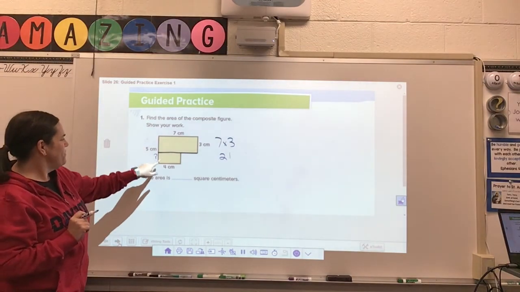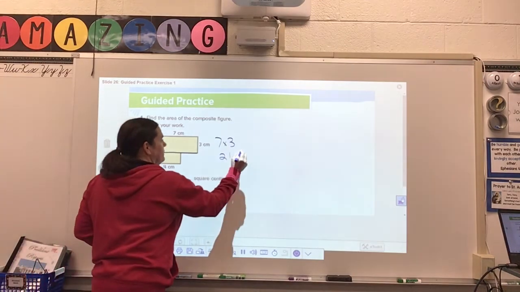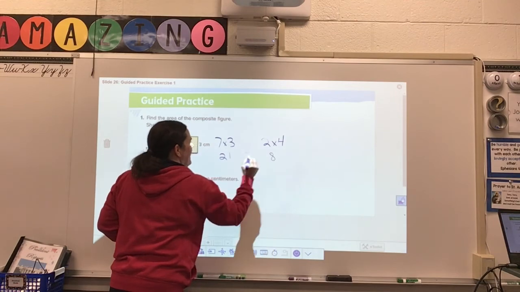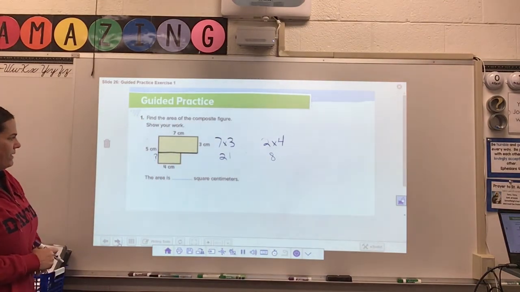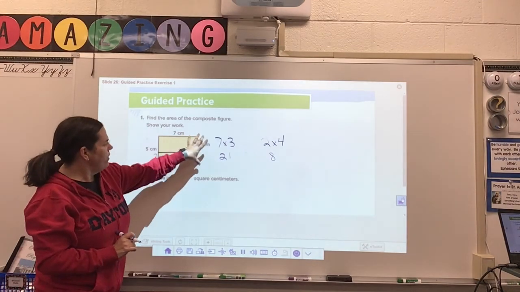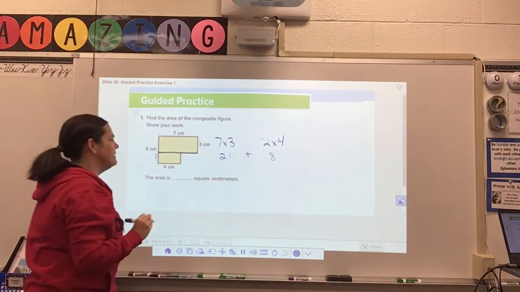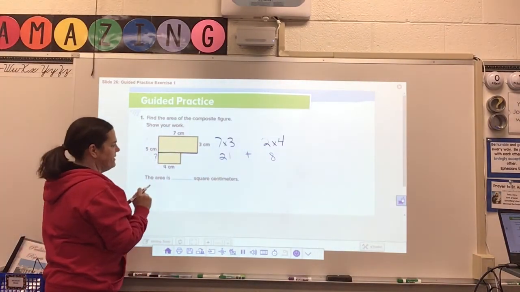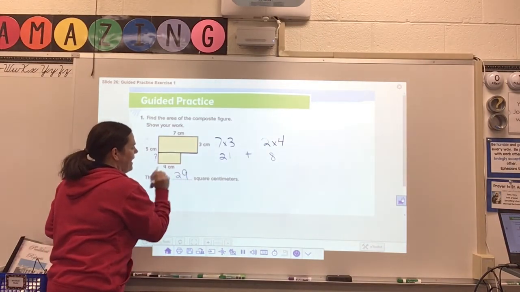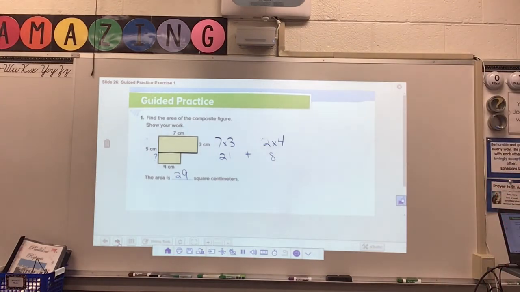Yes. So this rectangle has an area of 2 times 4, which equals 8 square centimeters, pardon me. So the area of this whole composite figure is 21 plus 8 square centimeters, which is 29 square centimeters.